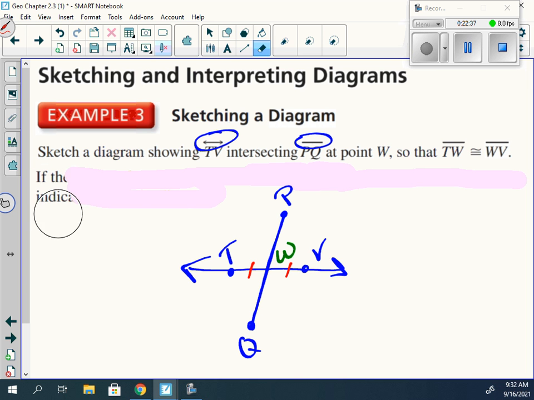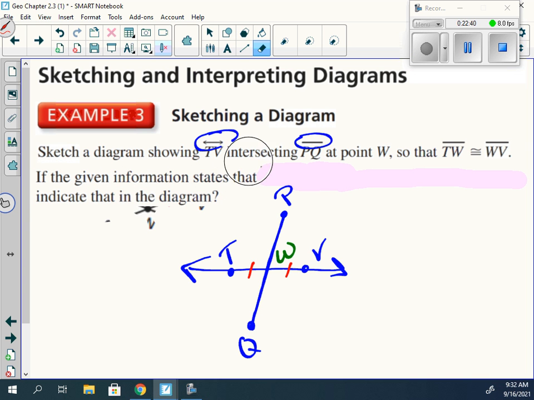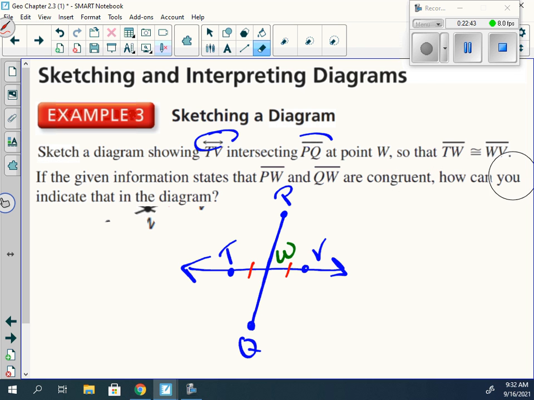Let's see what this is here. Okay, they added a little bit here. If given information states that PW and QW are congruent, how can we illustrate that? Well, if we wanted to show that the other two were congruent, we can draw additional hash marks on those. That wasn't listed in the note sheet. It was covered up. That's it. That's all we would need to do. Questions on this here?